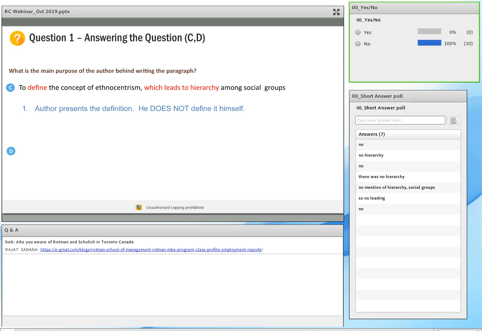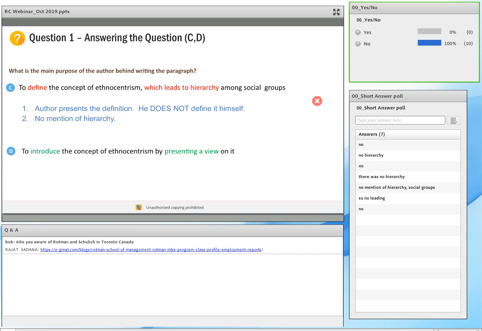And there is another thing wrong as well. There is no hierarchy among social groups that has been specified, or no hierarchy that ethnocentrism leads to. Yes, there is that subhuman part in the description of what the outgroup is, but that is simply part of the description of the outgroup. That subhuman part is not a result of ethnocentrism, right? So that's another thing. All right.